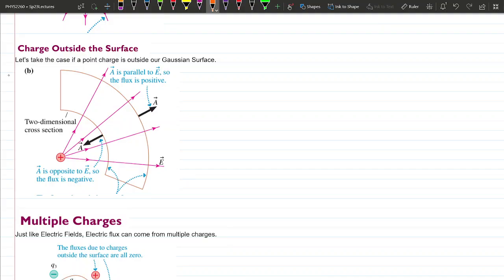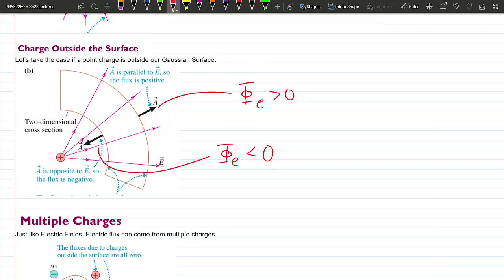If we have a charge that's outside that Gaussian surface, the normal vector on this side is actually pointed towards the electric field, so it gets a negative flux on this surface. The electric field line passes through our little object here, but on the other side, you have the electric field line and the area vector pointing in the same direction. So the flux here is negative, and the flux up here is positive.